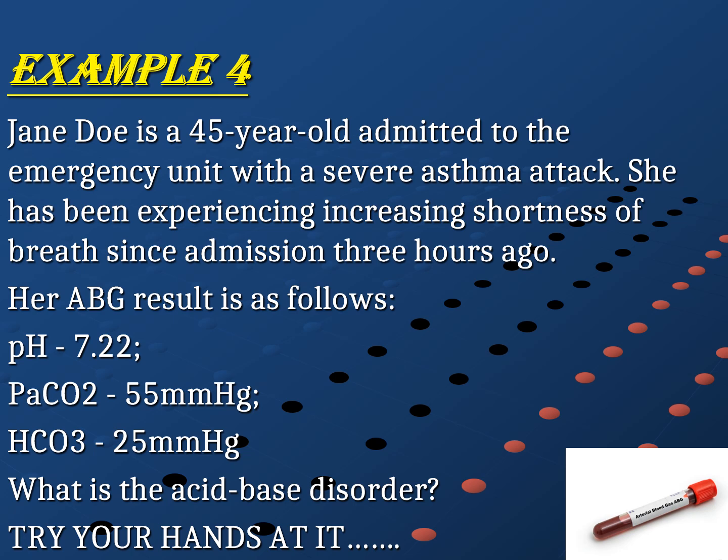If it were a metabolic acidosis, PaCO2 would be low. HCO3 is normal, 25, which suggests that the kidneys have not yet had time to compensate for the acidosis. The high PaCO2 is a strong indicator of a respiratory problem, and the low pH confirms that it's an acidosis. What type of acid-base disorder do you think Jane Doe has?